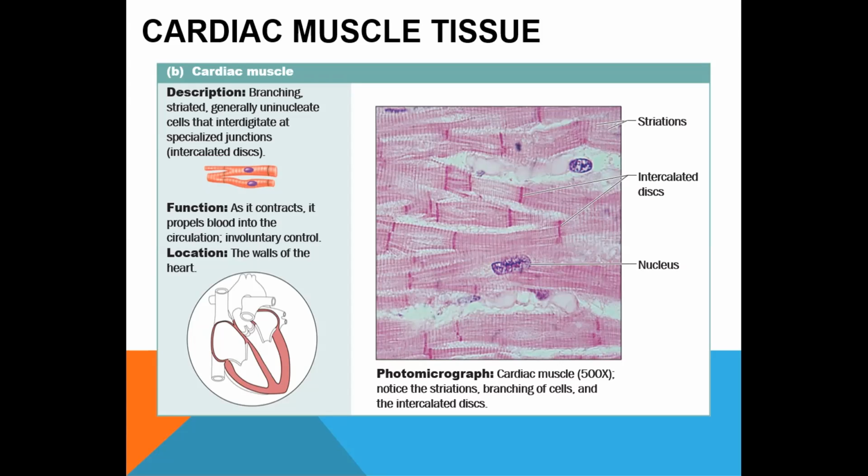It's only found in the walls of your heart because your heart has to be able to pump blood. It has to have enough force to pump blood all the way up to your brain and then all the way down to your feet and back again. Just like you would need a lot of muscles to push a car or to push food down through your digestive system, you need muscle to push blood throughout your body. And that's what your heart does with its cardiac muscle tissue.